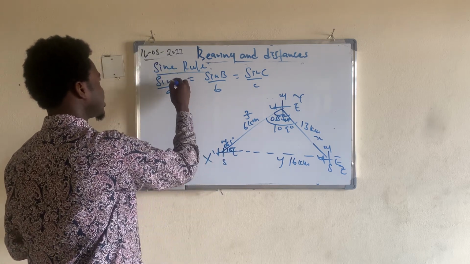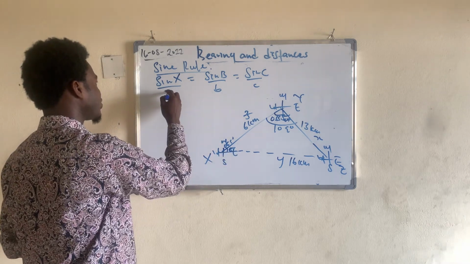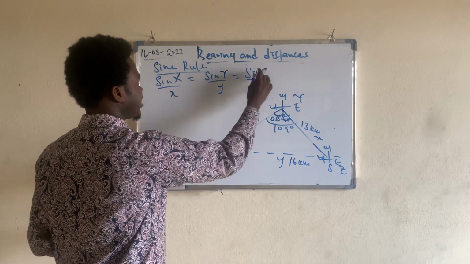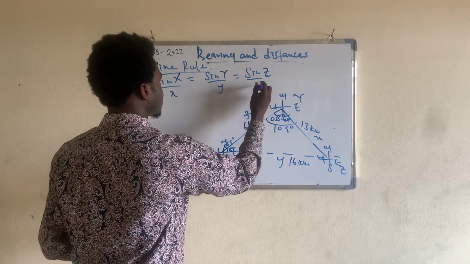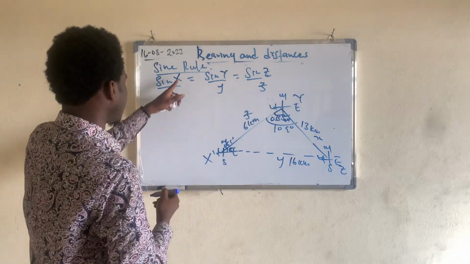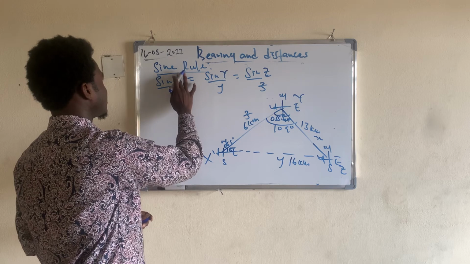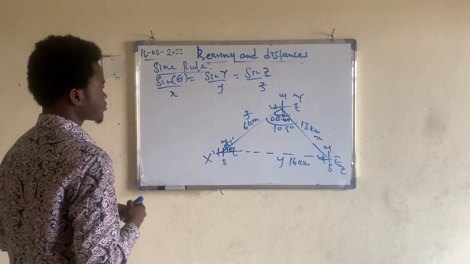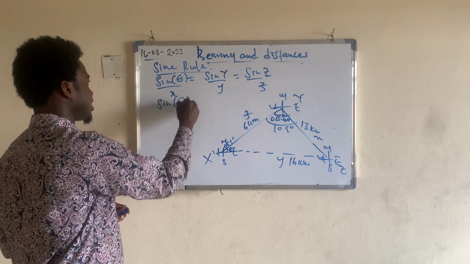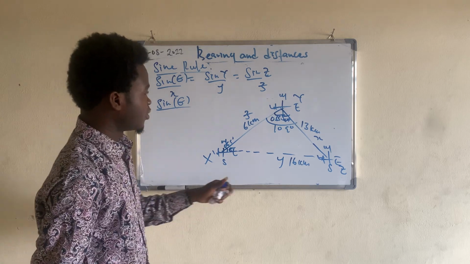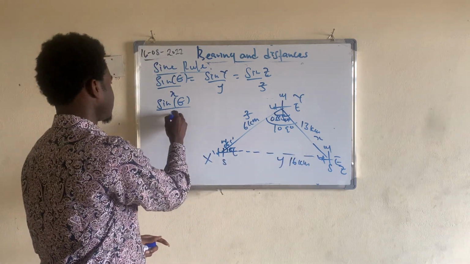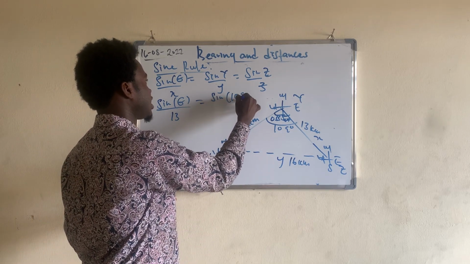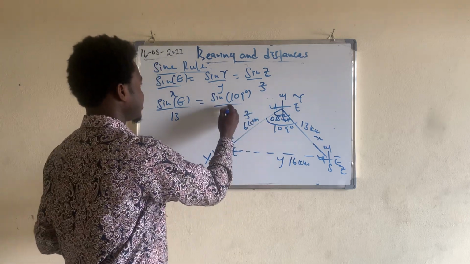A is simply x in this case. In terms of x, y, z, this is small x, this is y and this is a small y, this is z and this is small z. So that x can be replaced with theta. So sine theta, we have to look for theta. Sine theta over small x, 13, is equal to sine y, sine 109 degrees over 16.